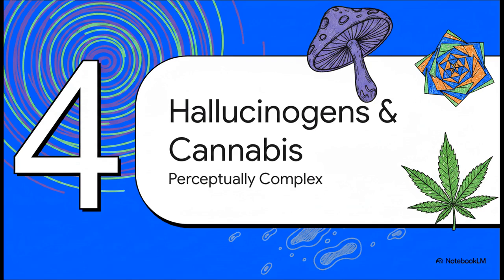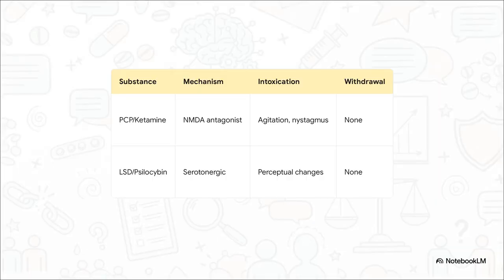Moving on to Section 4, let's explore hallucinogens, PCP, and cannabis. Academically, we have to clearly separate dissociatives from classic hallucinogens. PCP and ketamine are your dissociatives. They act as NMDA glutamate receptor antagonists. Intoxication here is incredibly volatile.